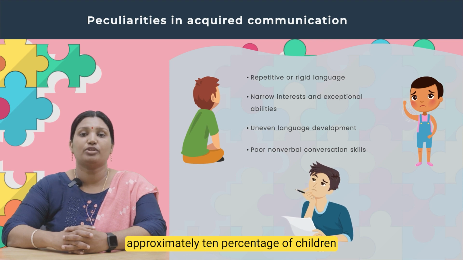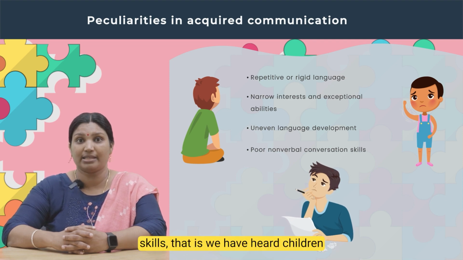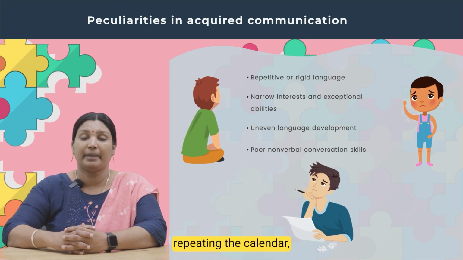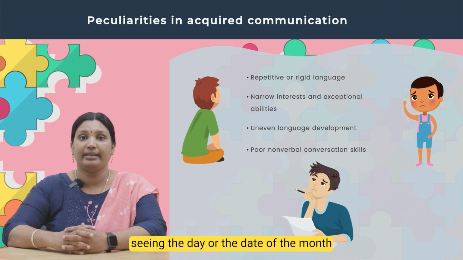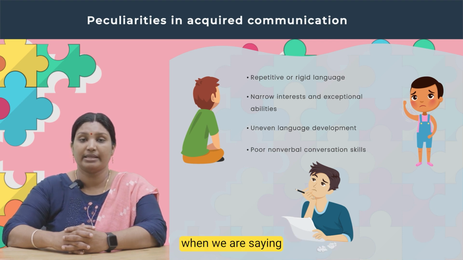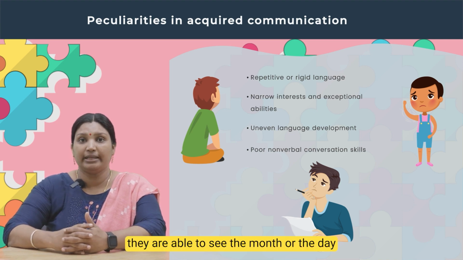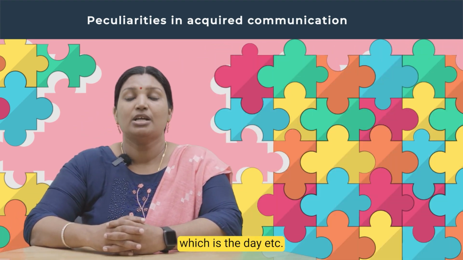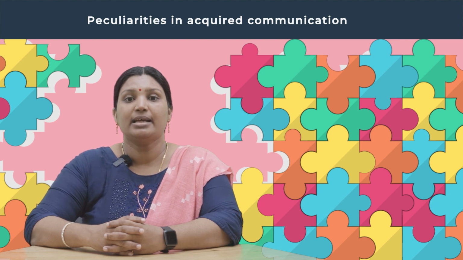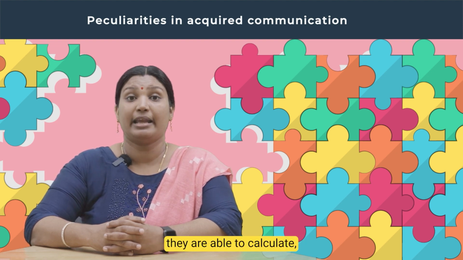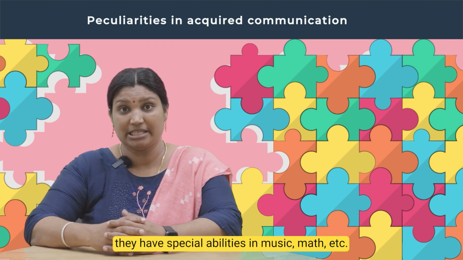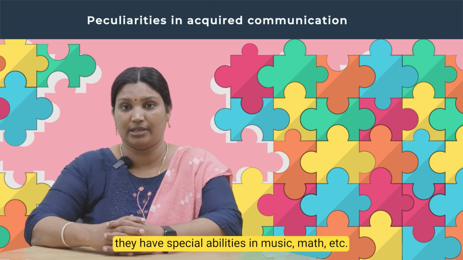Approximately 10% of children with ASD show savant skills. That is, we have heard children repeating the calendar, saying the day or the date or the month. When we are saying a particular date, they are able to say the month or the day, which is the day, etc. So with these kinds of savant abilities, they are able to memorize, they are able to calculate, they have special abilities in music, maths, etc.